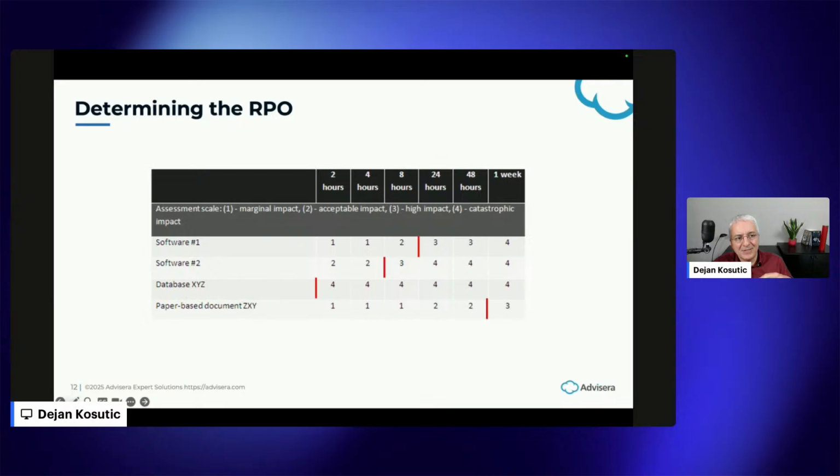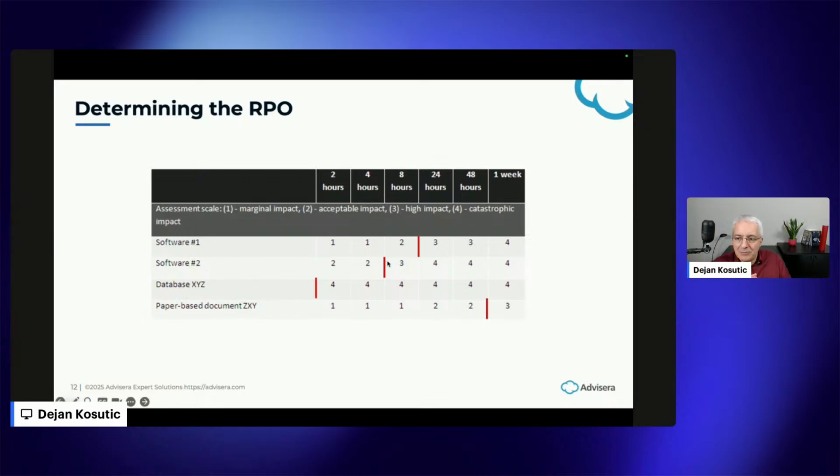Now, how does this impact your backup policy? This determines exactly the frequency of the backup. So for software number 1, you will have to do the backup at least every 24 hours, right? Because if you lose the data from the last 24 hours when you didn't do the backup, this will still be acceptable, but you have to do it at least every 24 hours so that the maximum data loss is 24 hours.